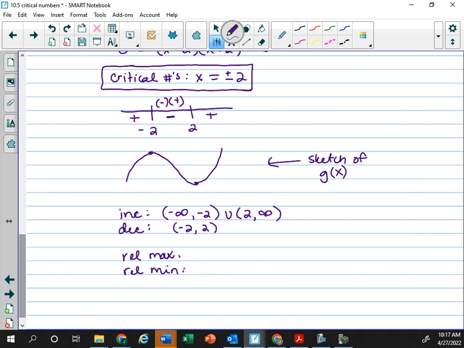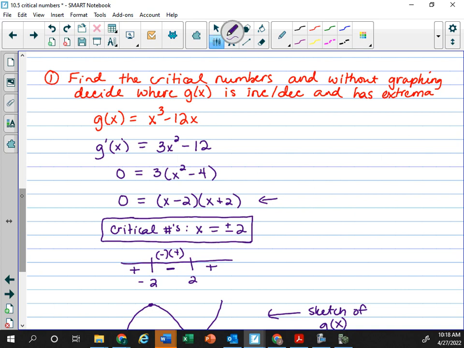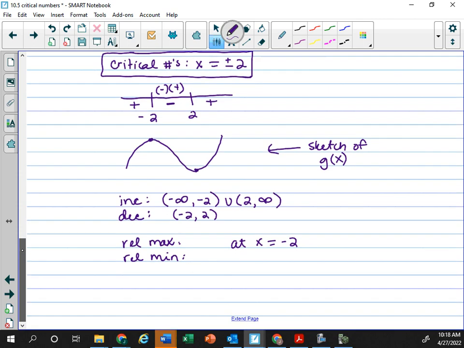Relative max. We know that happens at x equals negative 2. How do you think I'm going to find the y value, like what the maximum actually is? Plug it into the original, yes. So I need to plug negative 2 in way back up here. Use this guy. So negative 2 cubed minus 12 times negative 2. That's what you should be doing. And what do we get? 16. Yeah, 16 when you plug in negative 2. And then the relative min, we know that happens at x equals positive 2. Again, plug it back into the original. Matthew, what'd you say? 16 and negative 16. Yep, negative 16 for that one. That is the actual answer here.